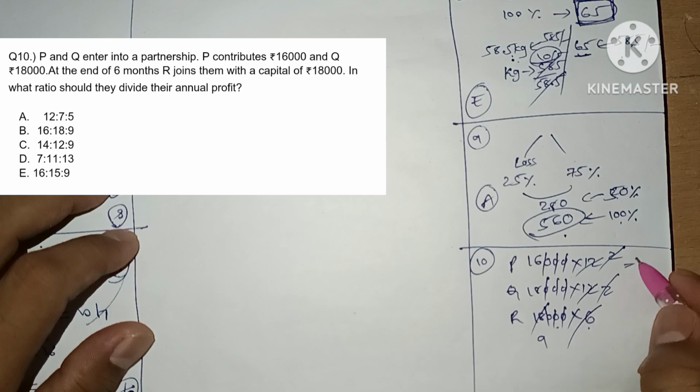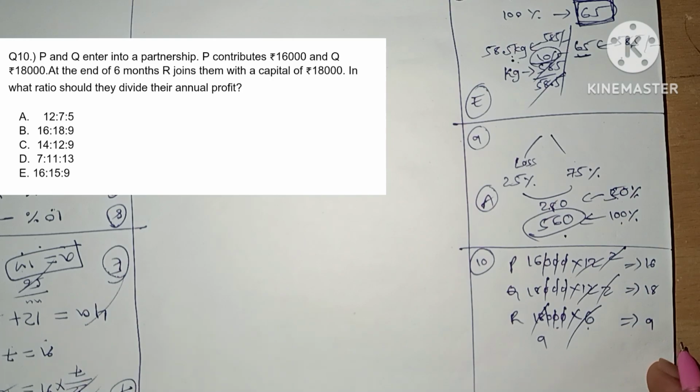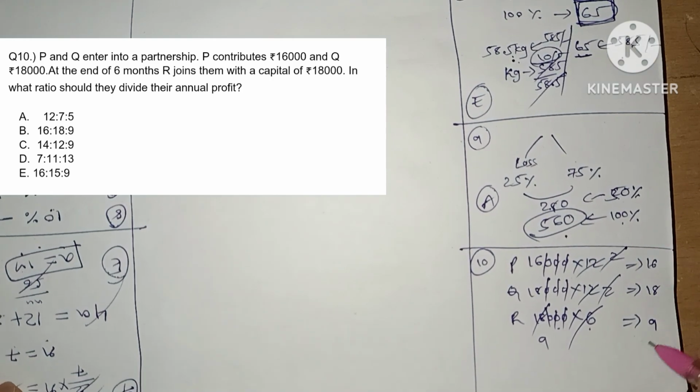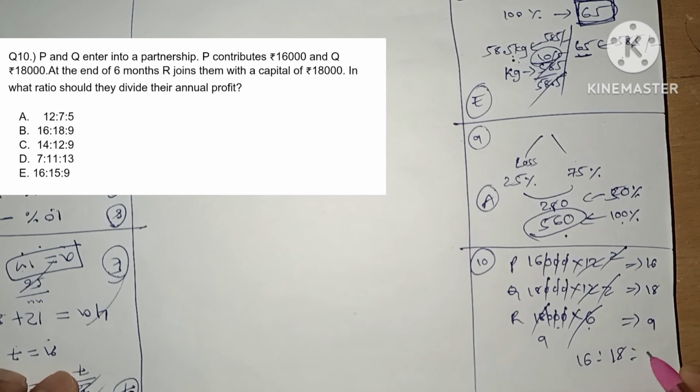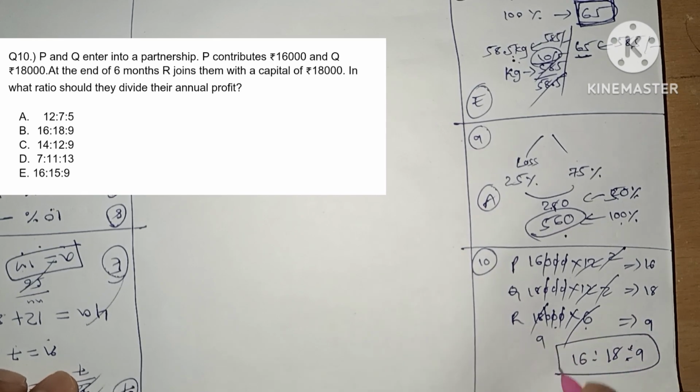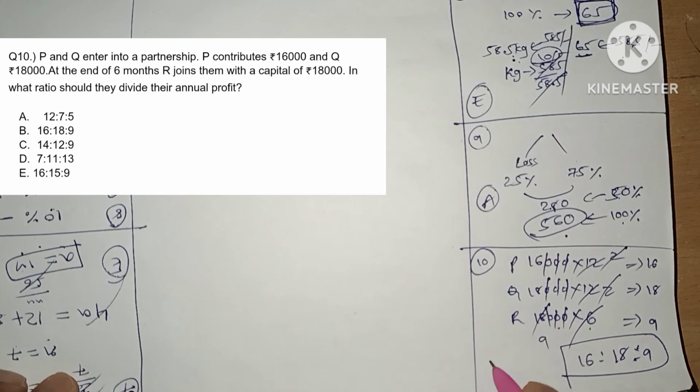Now the ratio we have is 16 is to 18 is to 9. This is nothing but the profit ratio. 16 is to 18 is to 9, and the question asked is the profit ratio. So this is the answer. So option B is the answer for the 10th question.